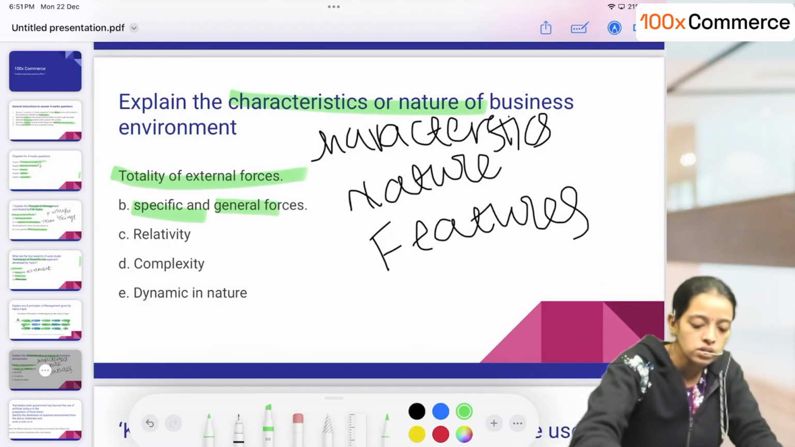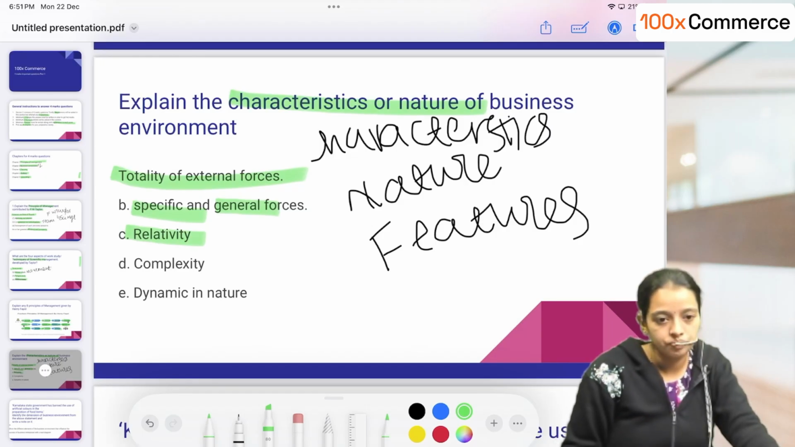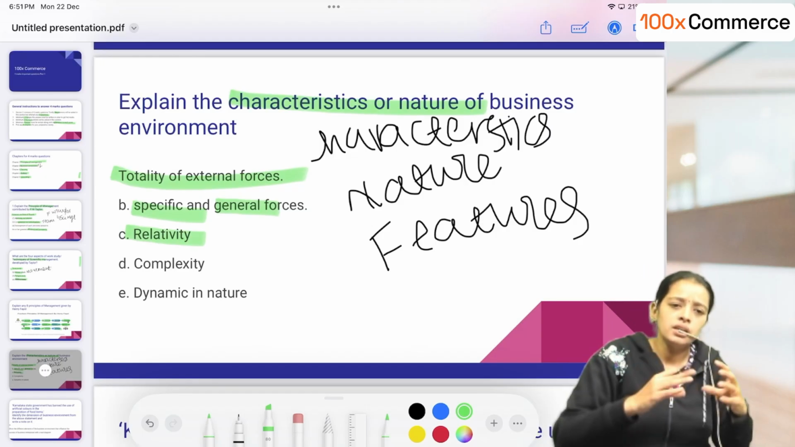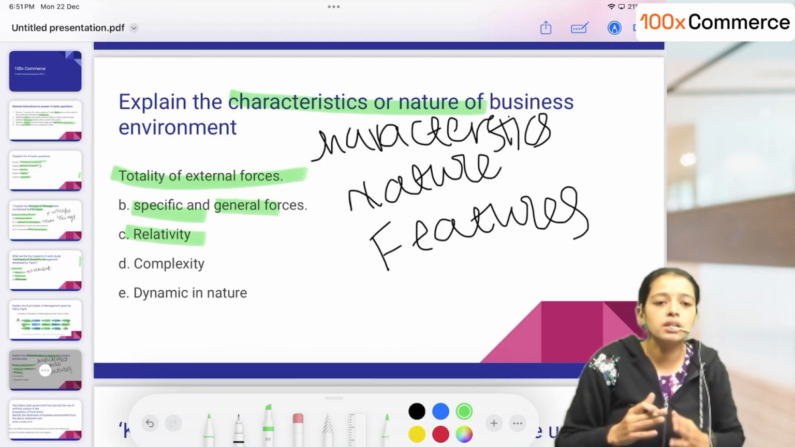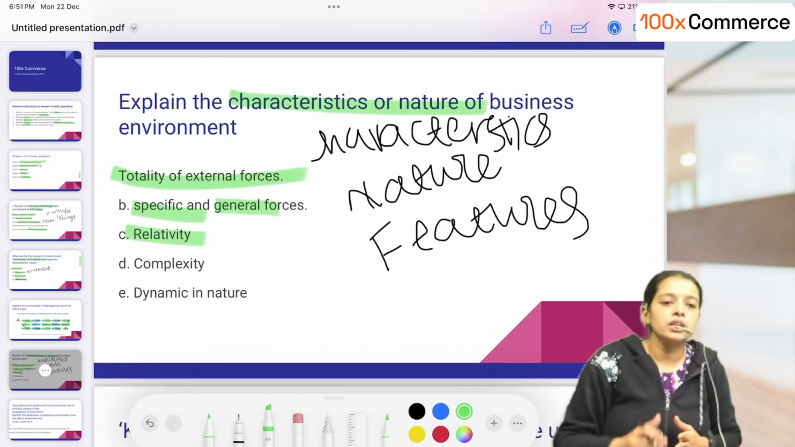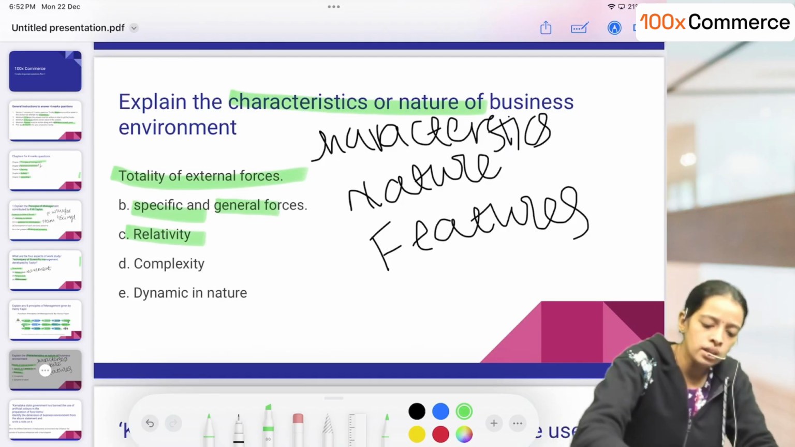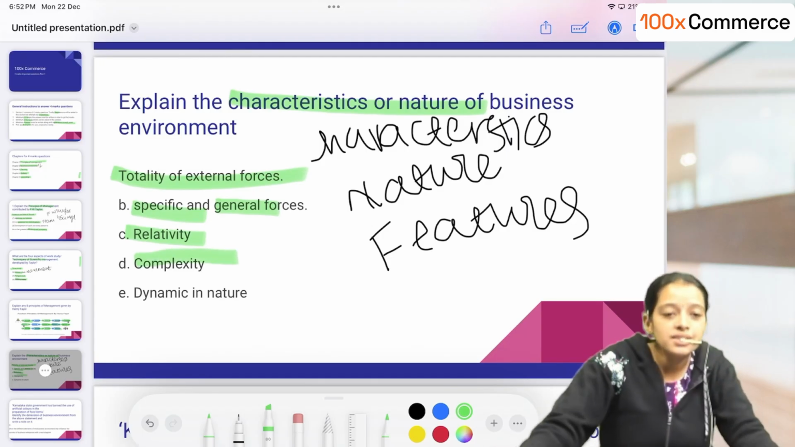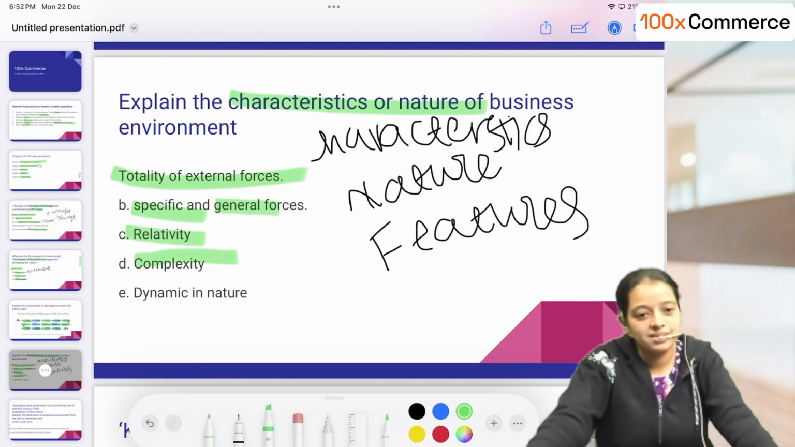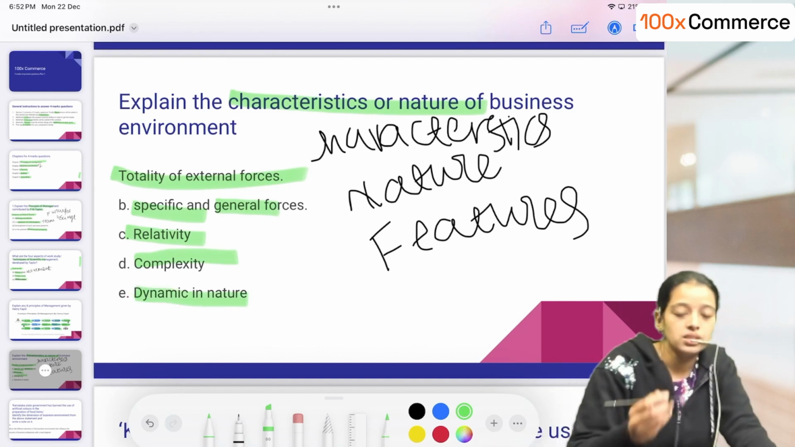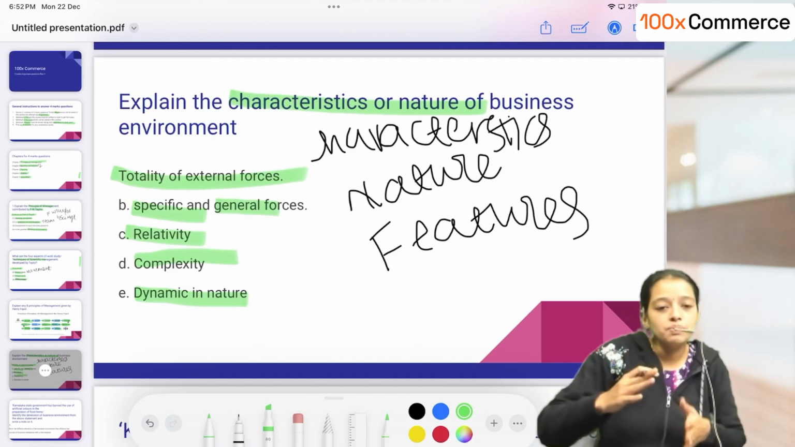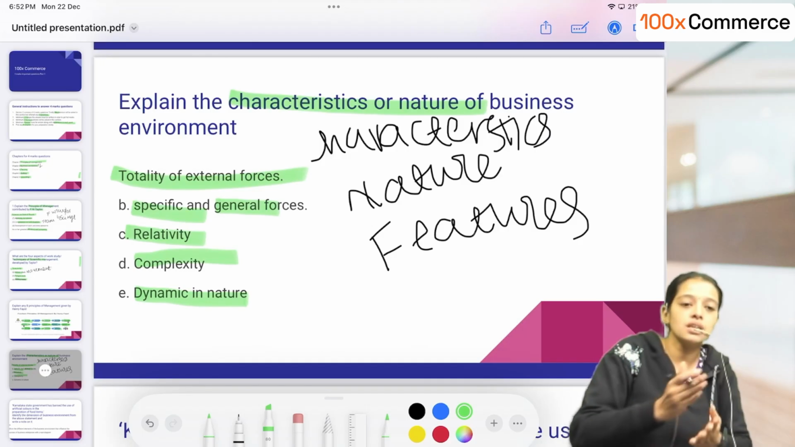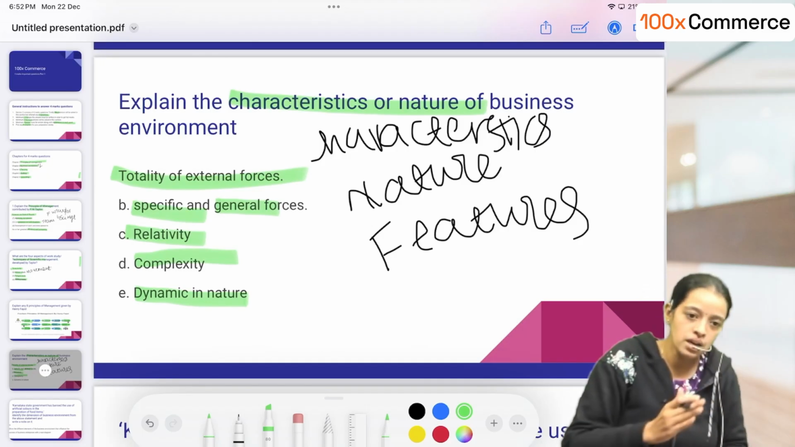Then all the concepts are relative in nature. Every concept is directly or indirectly dependent on each other, or there is an interrelatedness between these: political, economic, technological, social. Next, all these concepts are not easy to understand, they are very, very complex. Then dynamic in nature. Dynamic means it is a completely flexible concept, which keeps on changing according to the changes that are happening in the outside world or outside environment.